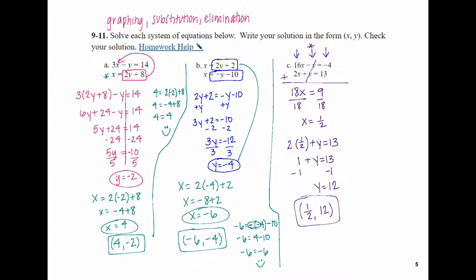If I plug that back in to quickly check, 2 times half plus 12 equals 13. 1 plus 12 equals 13. 13 does equal 13. Our solution is correct.